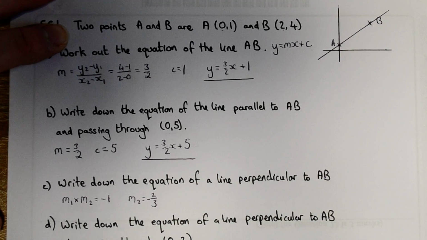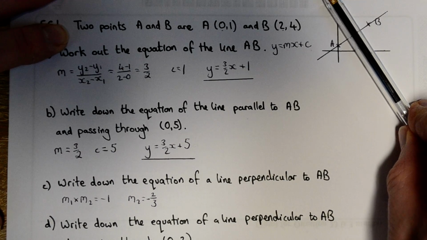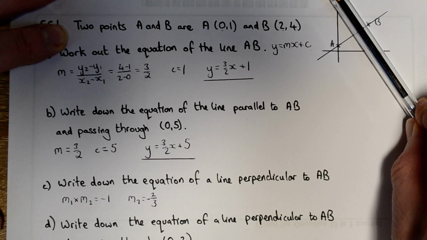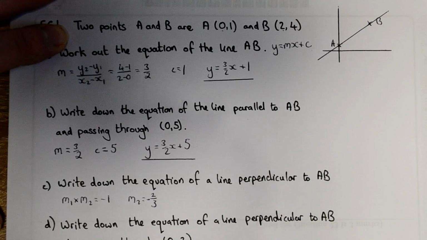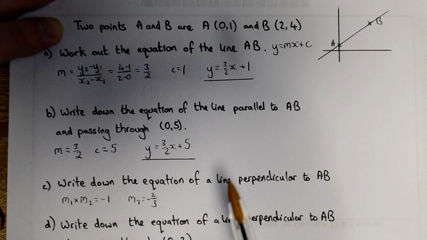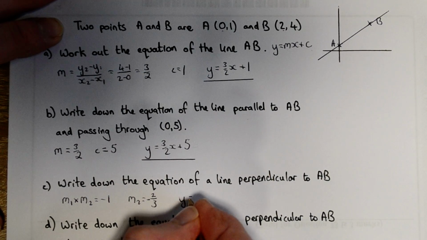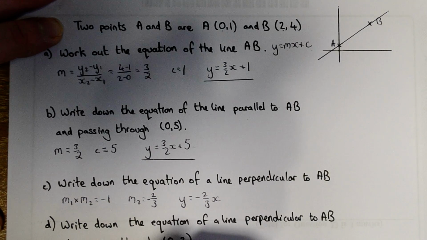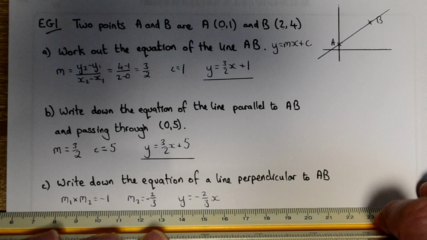Now, if the line is perpendicular to AB, it just means that it's at right angles. It doesn't tell us where. So if we've got the gradient right, then the y-intercept could be a lot of different values. It could be any value. And so we're not too worried about that. So if it's perpendicular to AB, we just need to make sure that the m is right. And we can leave it at that. That's a line perpendicular to AB.